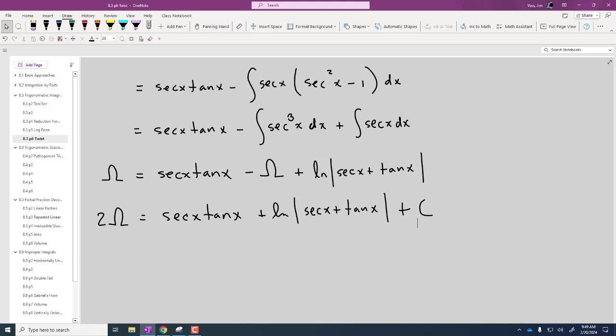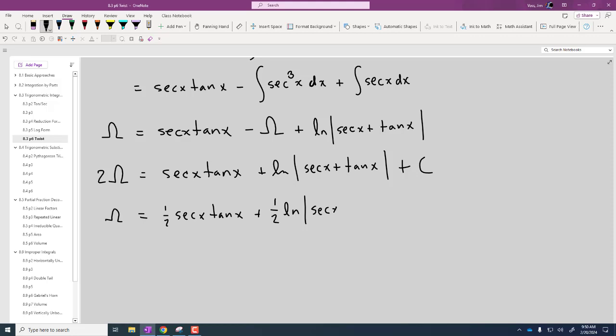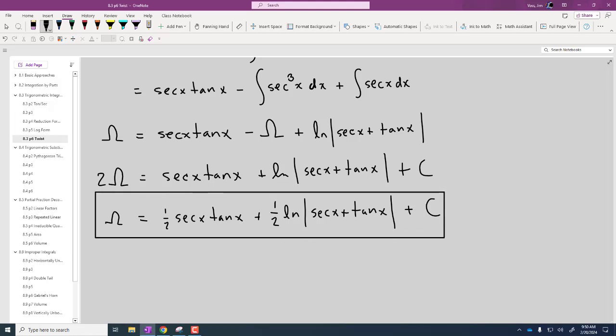And what's our last step? Divide by 2. So this tells us what omega is, which is what our goal was. So if we divide by 2, we are going to have our antiderivative for secant cubed. We also had a reduction identity that you could use for secant, but again, that's not really math. That big old reduction identity is not worth memorizing. So there is our antiderivative.